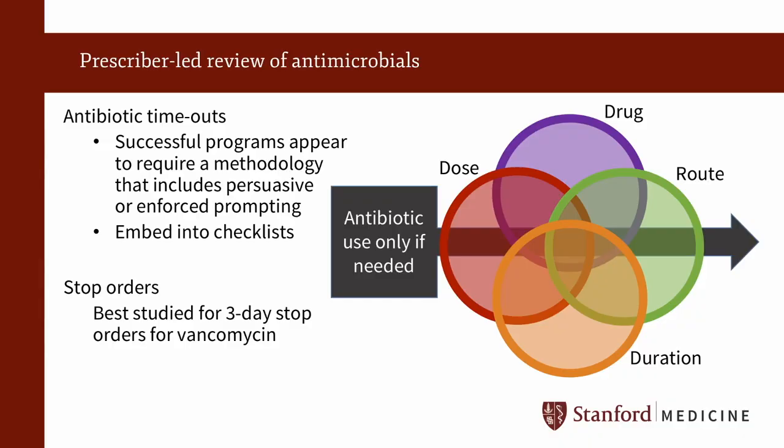Strategies to decentralize routine antibiotic review include self-stewardship, antibiotic timeouts with or without automatic stop orders, and prompting on checklists. Successful programs appear to require a methodology that includes persuasive or enforced prompting. Antibiotic stop orders, for example, have been best studied with vancomycin. One study reported significantly decreased continuation, 11% versus 25% before and after implementation of a 3-day vancomycin stop order in situations without documented gram-positive infections.